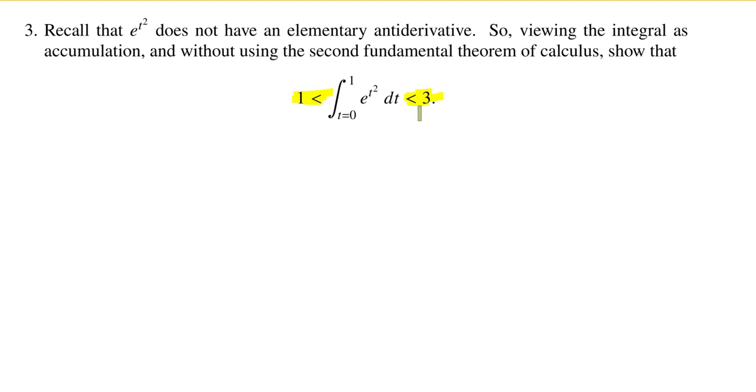And if we don't read the instructions, we might be tempted to try to use the fundamental theorem of calculus on this. Now, there's two very good reasons not to do so. Reason number one is that the instructions tell us not to do so. That's always a really good reason. Number two, we aren't going to be able to anyway, even if we wanted to. Why? Because e to the t squared has no elementary antiderivative.